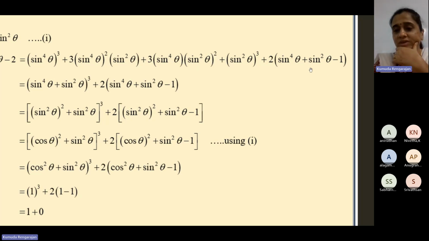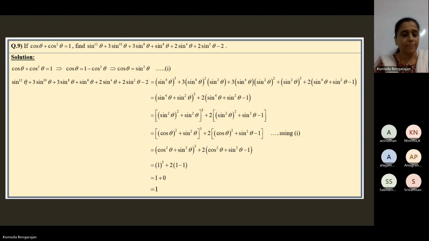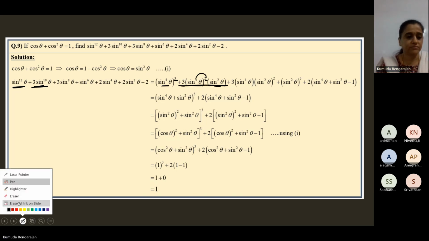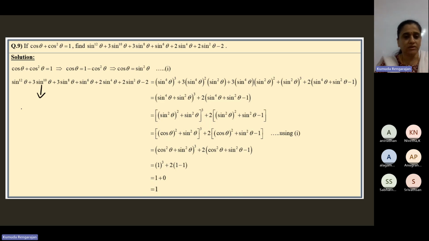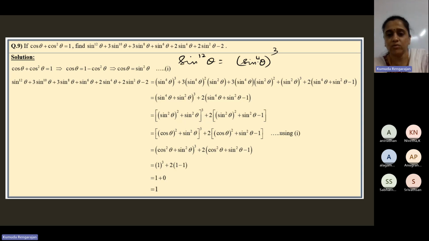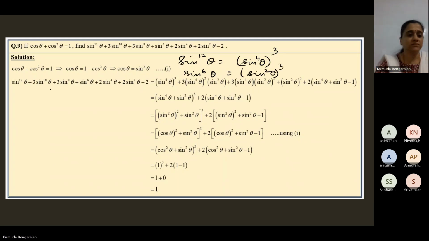And for the last 3 terms, we've taken 2 common. I'll zoom out. So this one can be written as a the whole cube. This one is 3a squared b. Now just see if, when you simplify this, you will get back this one. What is this? 4 twos are 8, right? I'll just work this: 3 sine theta to the power 12, so this is sine theta to the power 4, and then sine theta to the power 6, so it is sine squared theta.